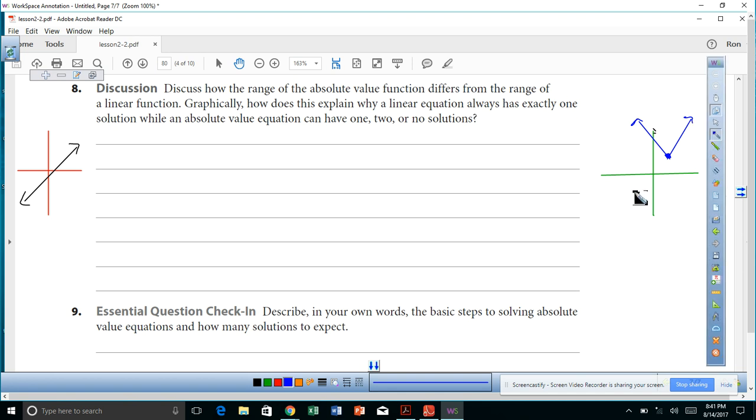So if you were to draw a horizontal line on this, no matter where you draw it, you're only going to intersect it one time. Where you come over here to the absolute value, if you do it up here, you're going to intersect it twice. If you do it right through the vertex, you're going to intersect it once. Or if you do it down here, you're not going to intersect it at all. There's twice. That one there is just once, and then down here is none at all. Okay.